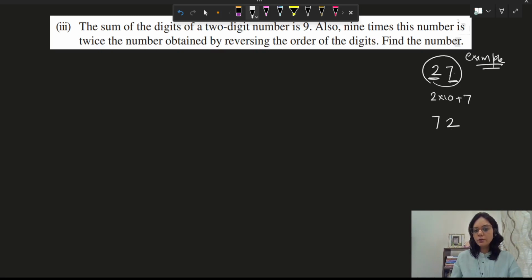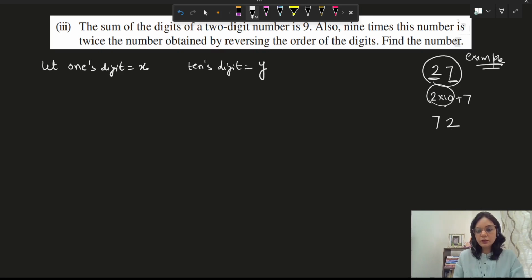Okay, so you observe that I'm multiplying the tens digit by 10. The same thing I have to do when I use variables. So let's begin with, let ones digit be x and tens digit of the number be y.